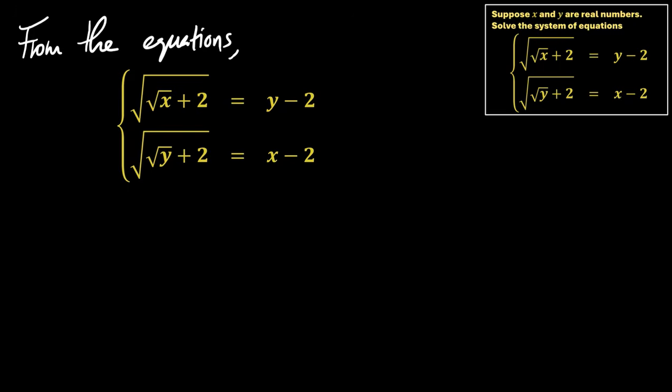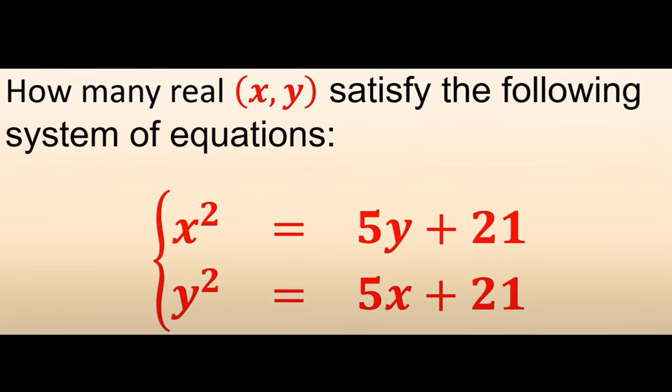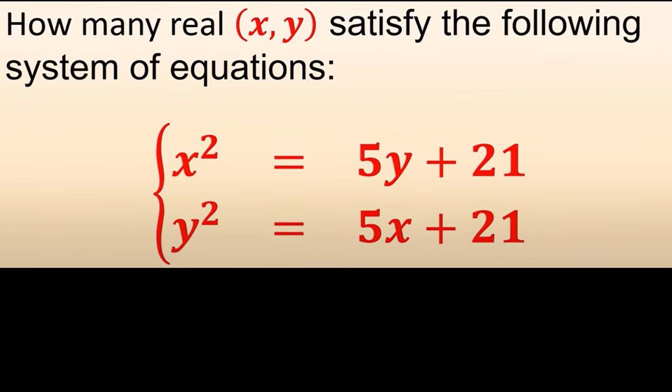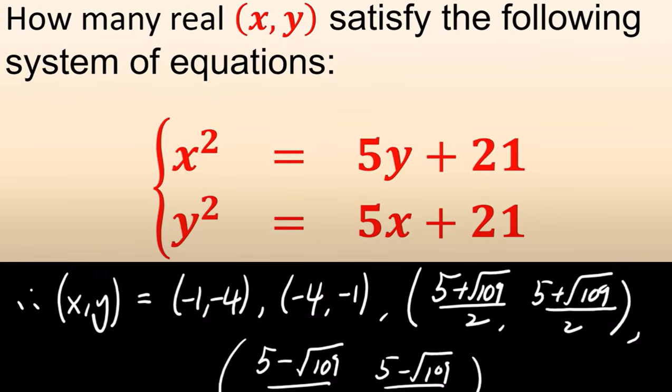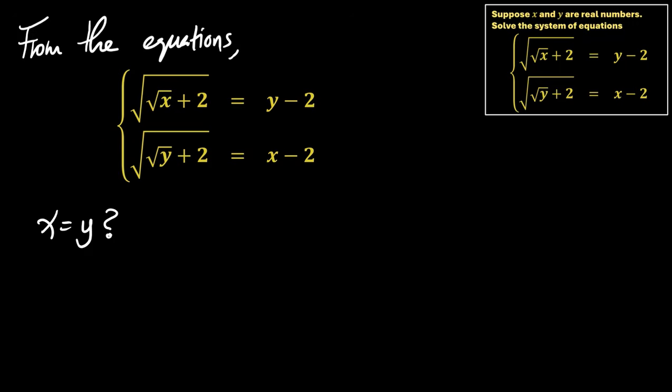So does that mean that x equals y? We have some examples in this channel showing a symmetrical system of equations does not have only x equals y as the solution. In fact, it can have more solutions than that. So what will happen for this problem? That's the first thing that we want to consider.